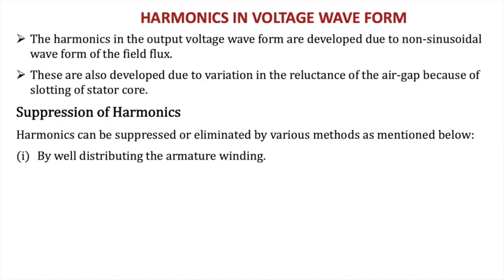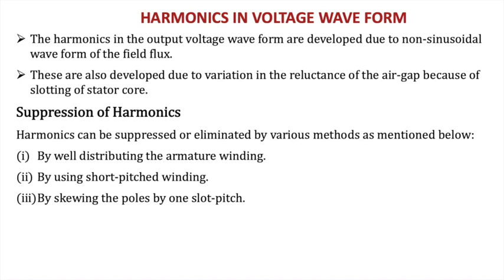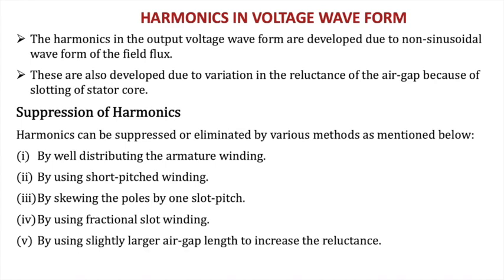The harmonics can be suppressed or eliminated by well distributed armature windings, by using short pitched windings instead of full pitch winding, by skewing the poles by one slot pitch, by using fractional slot winding, and by using a larger air gap length to increase the reluctance of the machine.